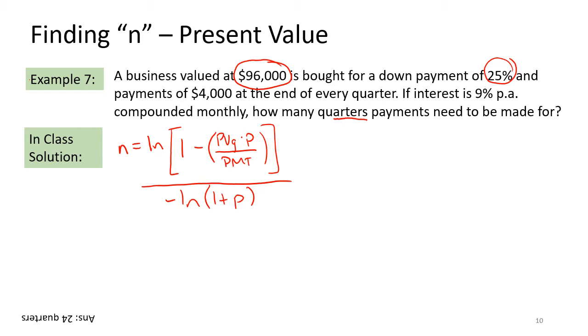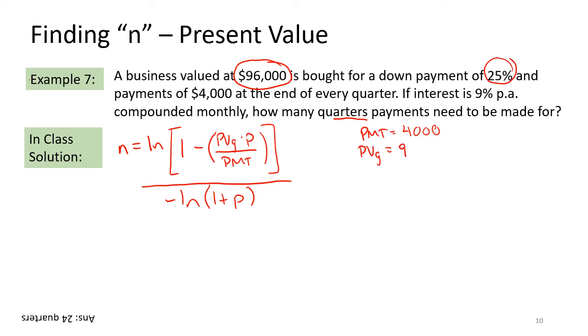So a couple things to note here. Right off the bat, you know that your payments are $4,000. Your present value is a little different though, right? They paid 25% of that business value down. So that means the remaining 75% is the amount that they have to pay on their loan. That's the present value of their loan, right? Because since they paid off that 25%, it's not included in their loan.